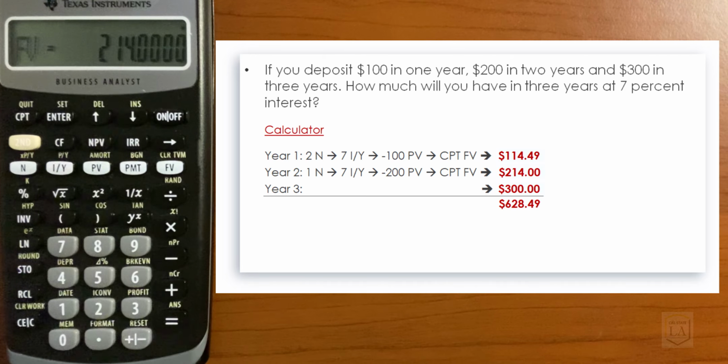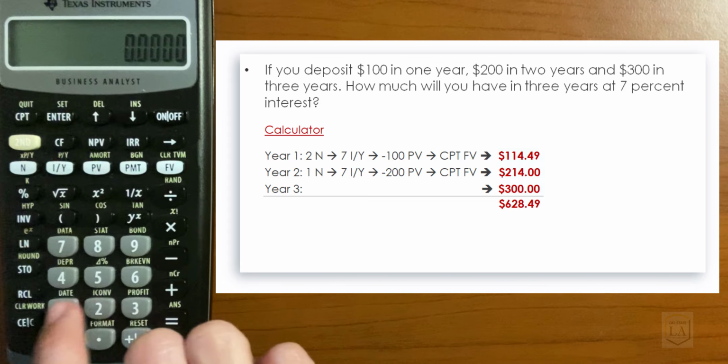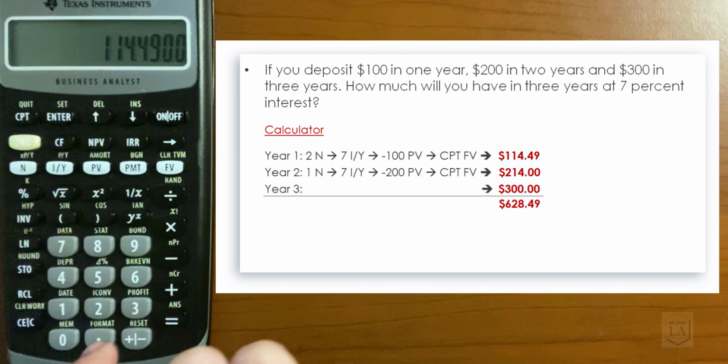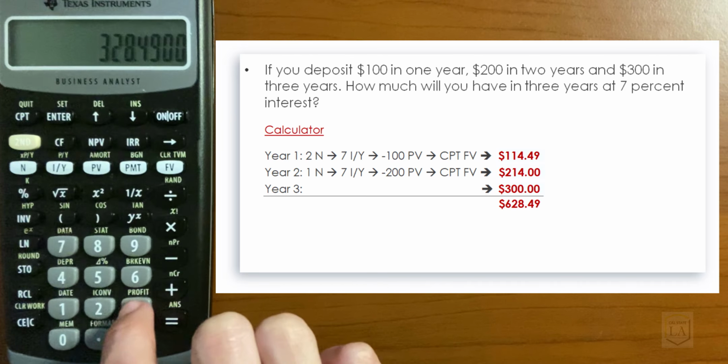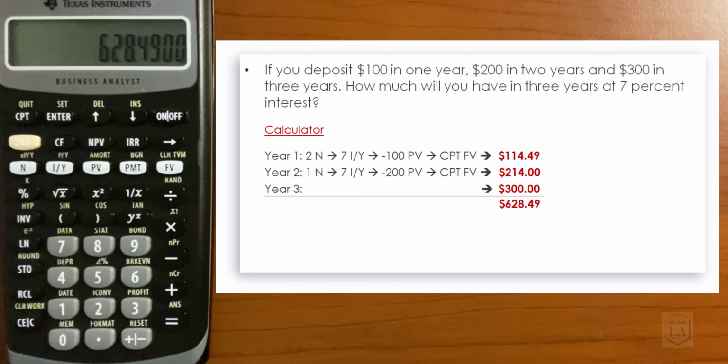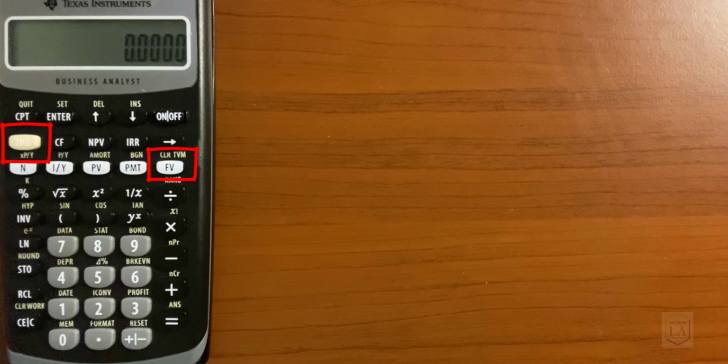And what about the 3rd year cash flow? It's just going to sit there. You just deposit it and then you're getting it back, right? So it wouldn't have any time to earn interest. So 300 is just pure 300. So you have 114.49 for the first future value, the second future value will be 214, and the third one will be 300. So let's just add them all. 114.49 plus 214 plus 300, and you should have 628.49 as your answer. So every time you're starting over, please clear all the time value of money variables.